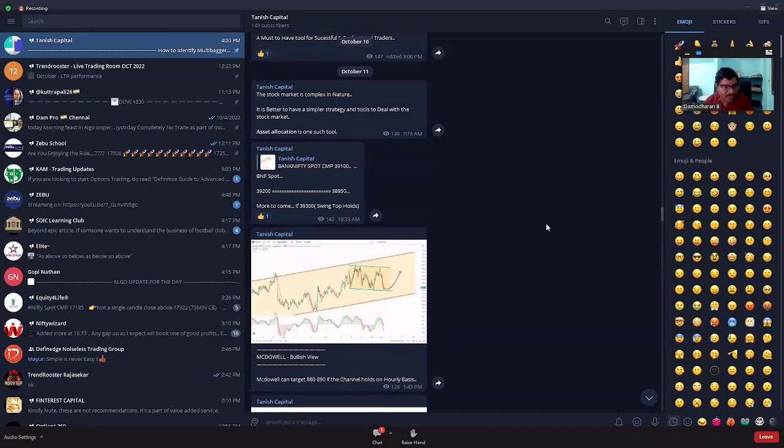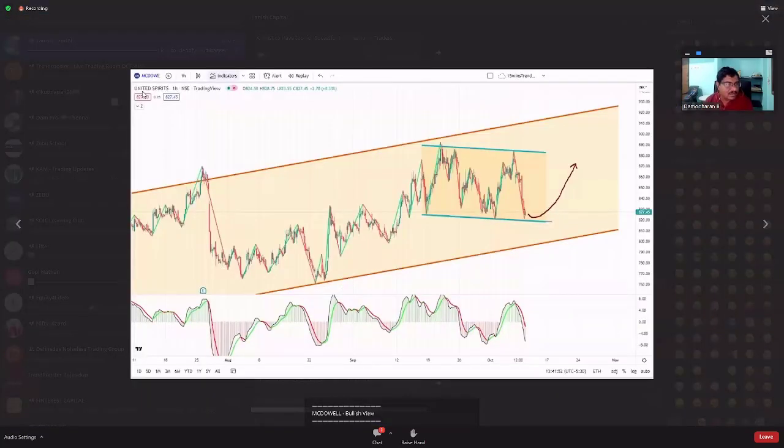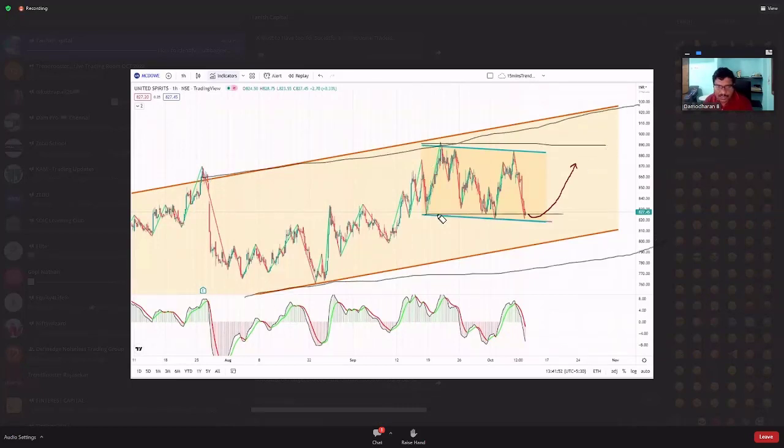Okay, you need a proper setup, right? Now I'm taking United Spirits, that means McDowell. You're able to see the chart. Is this setup clear? The market is trying to form a channel in this one, right?